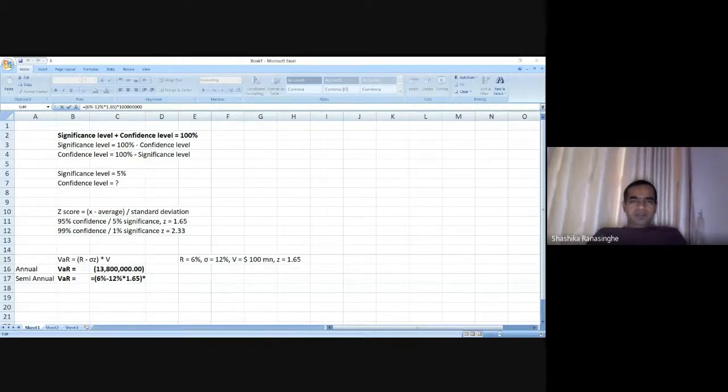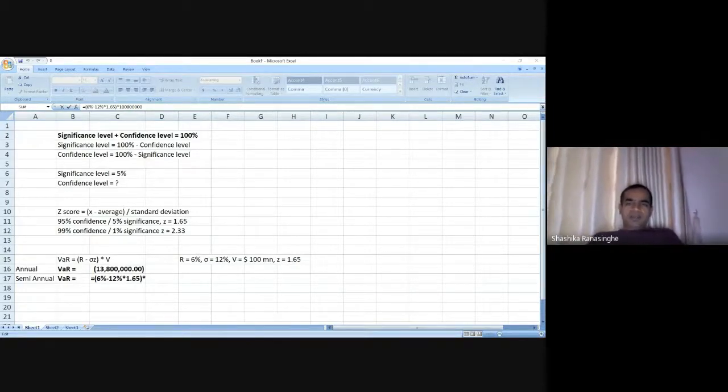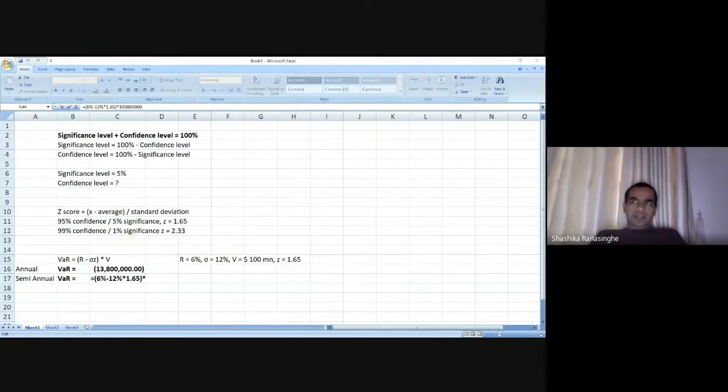See if you all could remember, for monthly value at risk in the previous slide, divide the annual return by 12. Returns have to be divided by the number of compounding periods and standard deviation by the square root of 12. So the number of compounding periods for a year is 12. So you need to divide the return by 12 and the standard deviation by the square root of 12, right? So the same thing. If it's semi-annual, you need to divide the return by 2 and the standard deviation by the square root of 2.